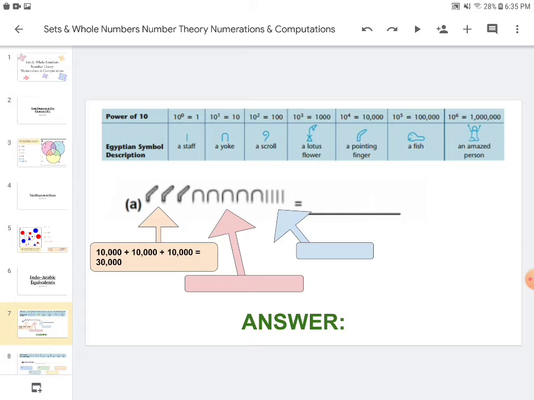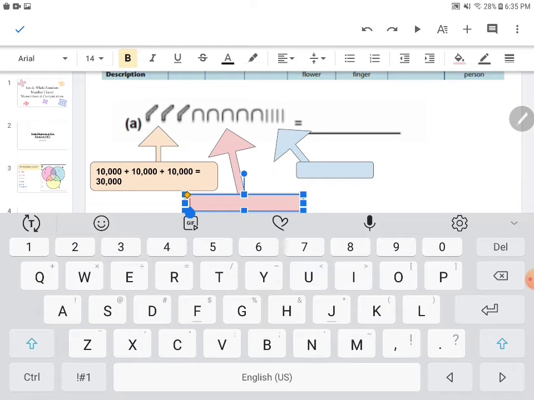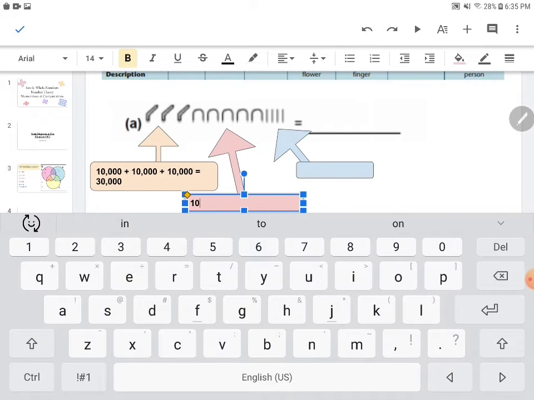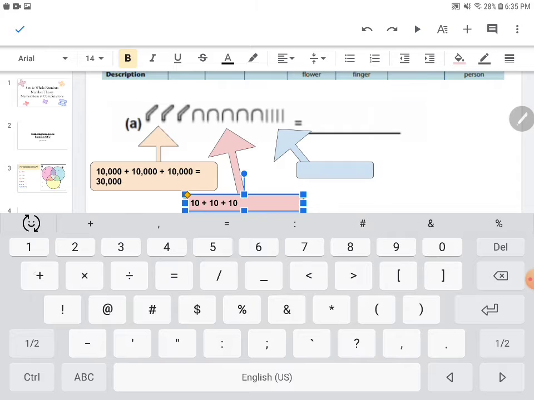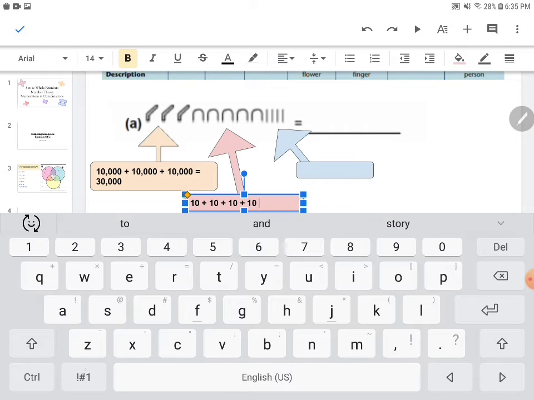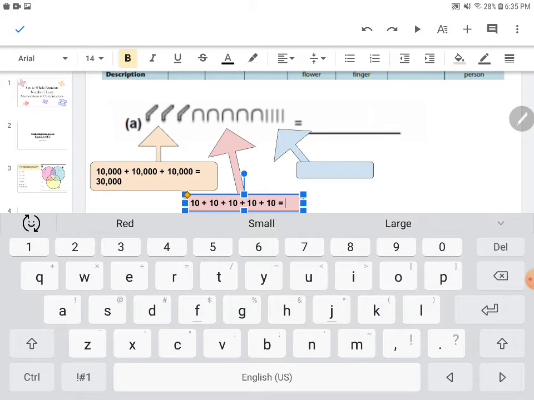Now in the second part, we're presented with 5 yolks. As you can tell just from looking at the key, 1 yolk is equivalent to 10. Since we have 5, we're going to do 10 plus 10 plus 10 plus 10 plus 10. And when you add 10 5 times, you get 50.